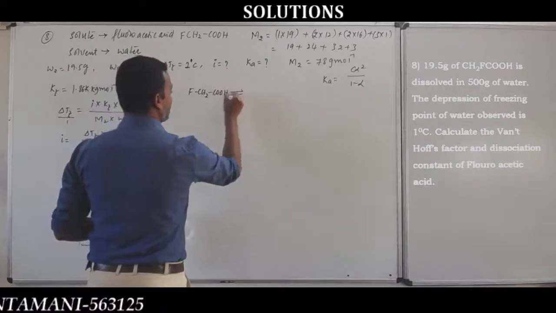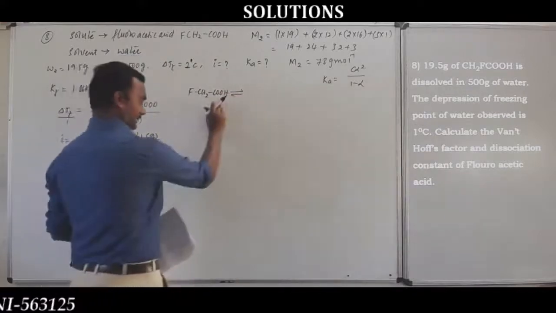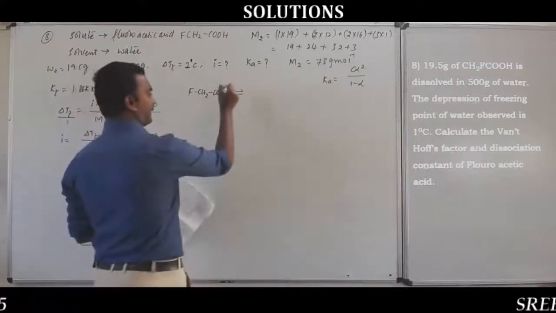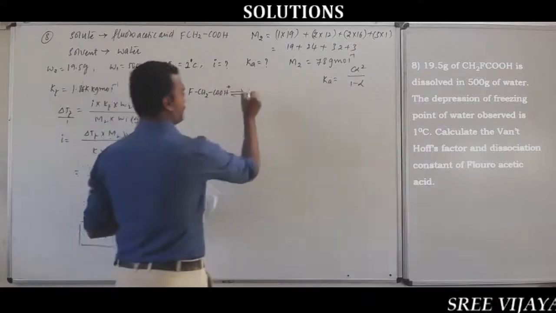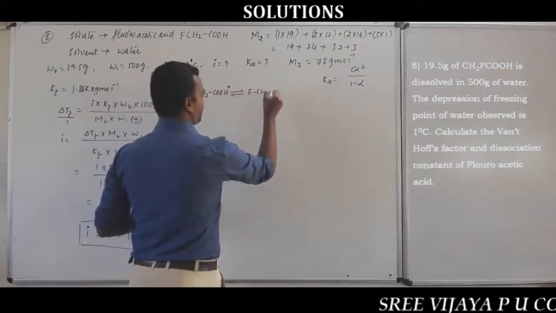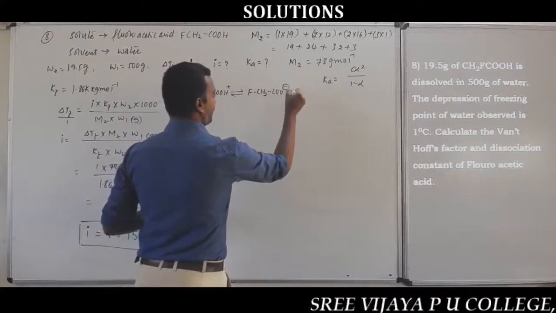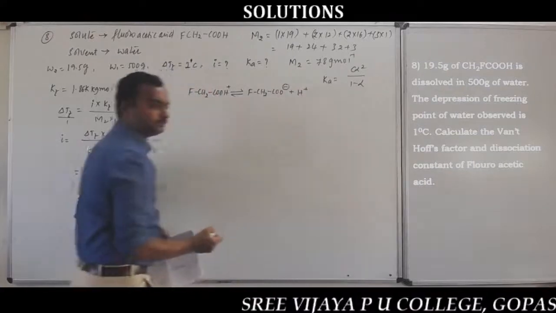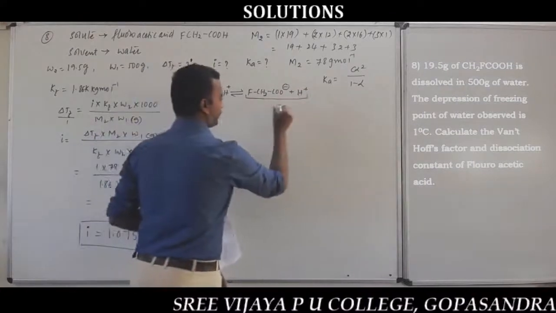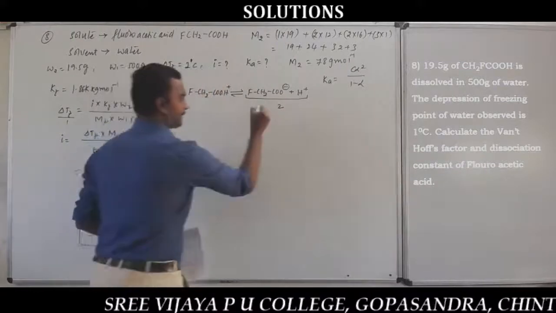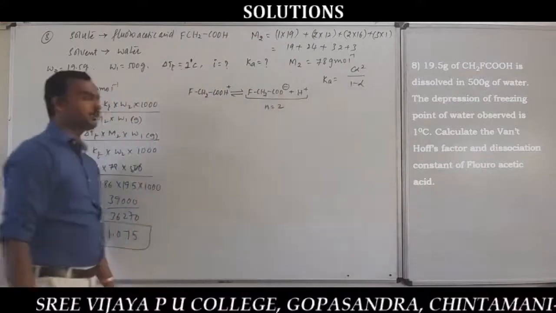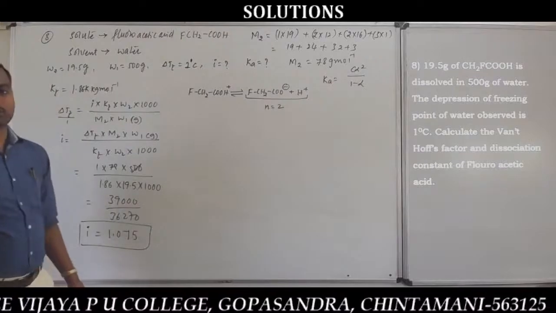CH2FCOOH, when it undergoes dissociation, since it is an acid, it easily gives H plus ion. So you get fluoroacetate ion plus H plus ion. How many particles are there after dissociation? That is 2 particles. So the number of particles after dissociation, n, is equal to 2.